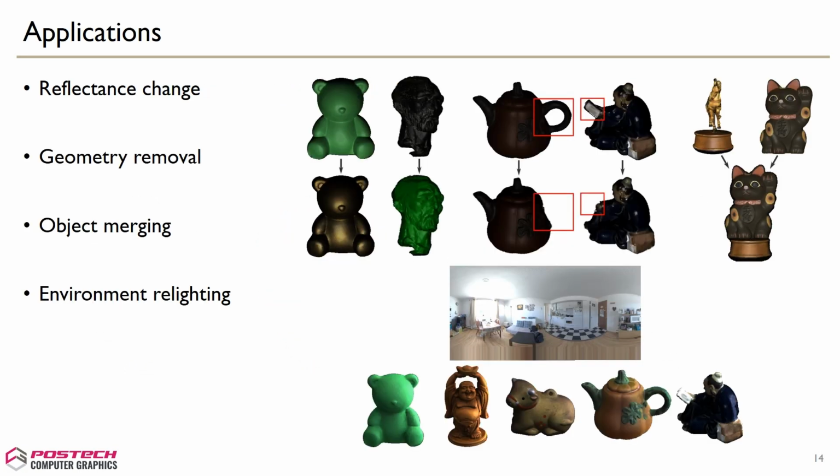The explicit point representation and rendering of DPIR enable convenient scene editing by simply modifying points and their attributes. We can swap the diffuse and specular basis BRDF of each object and perform intuitive geometric edits such as geometry removal or object merging. DPIR also supports environment rendering by accumulating reflected radiance for each light source in the environment map.